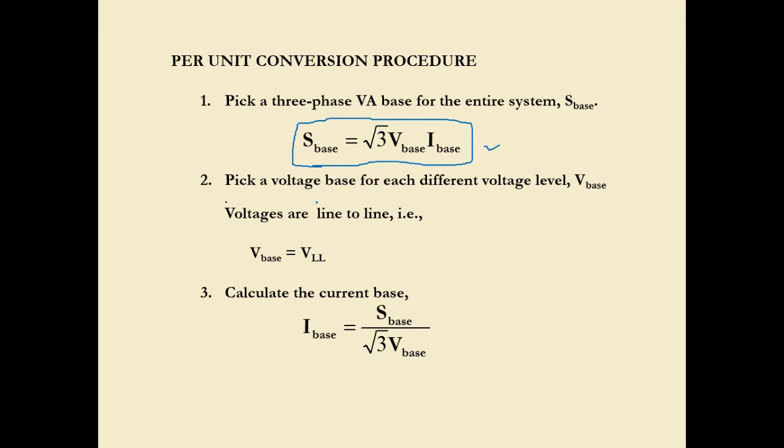Then the second step: we pick a voltage base for each different voltage level, called V base. Voltages are line to line. This is an example of how we can pick the V base, also known as V LL, line to line. The third step is to calculate the current base. Remember we are calculating in a three-phase system, so I base equals S base over square root 3 V base.